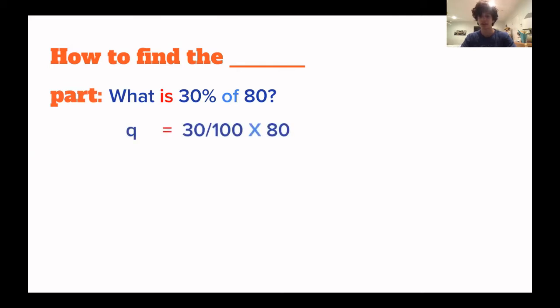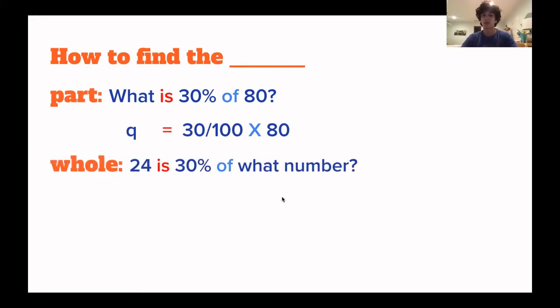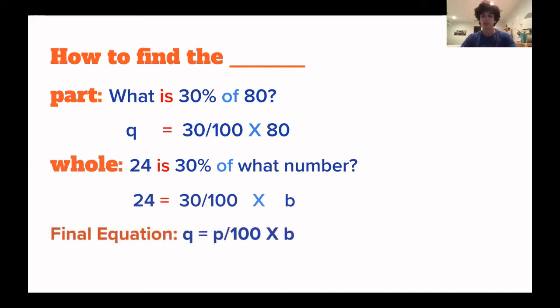Now that we know how to solve for the percent in these types of problems, let's go over how to solve for the other numbers in that equation. To solve for the part of the number in these percent problems, we can say that a number is 30% of 80. Or in equation form, q equals 30 over 100 times 80. To solve for the whole, we can say 24 is 30% of what number? Or in this case, 24 equals 30 over 100 times b. Using the formula q equals p over 100 times b, we can plug in the given values of these problems to figure out the part, whole, and percent. This may seem confusing at first, but let's do some practice problems to get the hang of it.